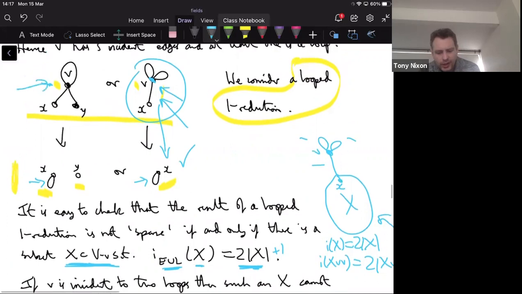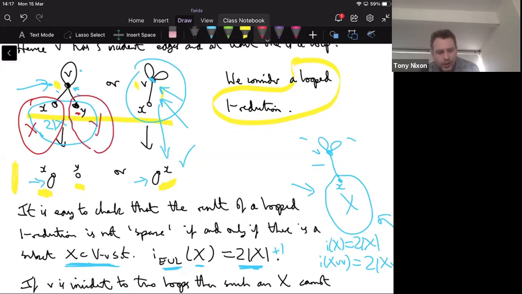In this case, we can make exactly the same argument if the set X happened to contain both X and Y, because here we'd have 2X edges and loops, and we'd add one vertex and 1, 2, 3 edges and loops, so we'd get the same 2X plus 1. So the only problem is if the set X doesn't contain Y, and then we think about the reduction of V adding Y, and we'd have the same issue there, and we'd end up with a set Y like this. So the only real thing to worry about is X union Y in this case.